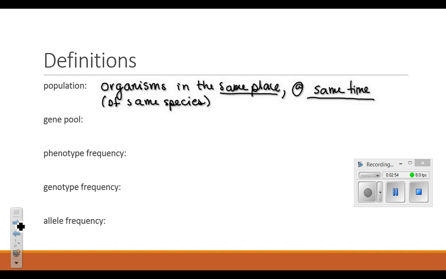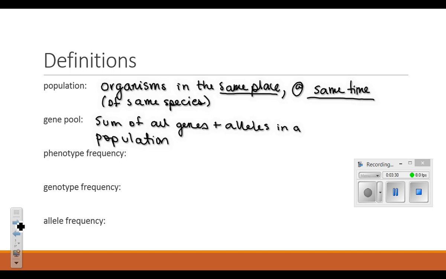So we're going to be talking about populations, but we are also going to talk later about communities, which goes out further than a population. The second thing is the gene pool. And I know I always think of a swimming pool when I think about this, even though that is not what we are referring to. The gene pool, if we wanted to define it, is the sum of all genes and alleles in a population. So basically we're saying in a group of organisms who live in the same place at the same time and are of the same species, what are all the possible genes and alleles that there are?